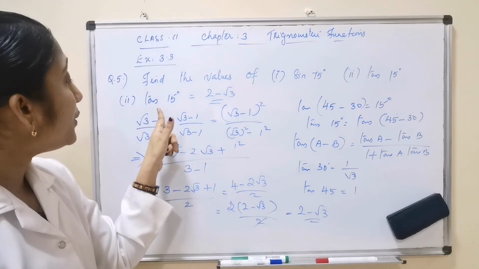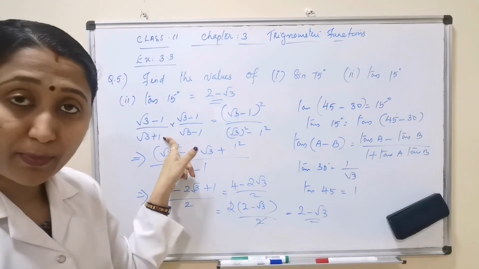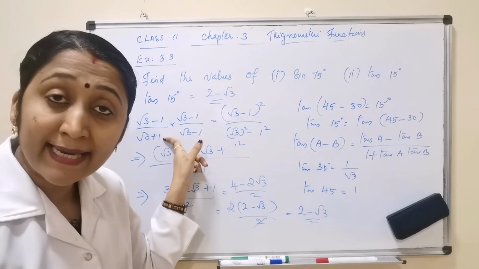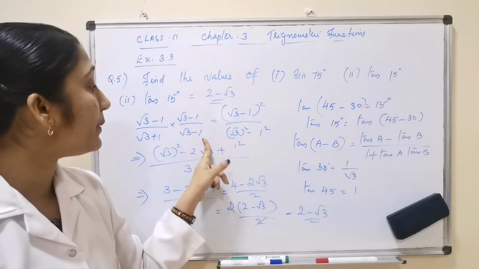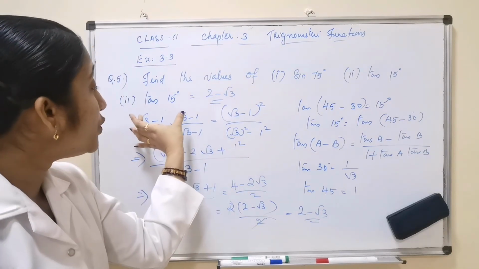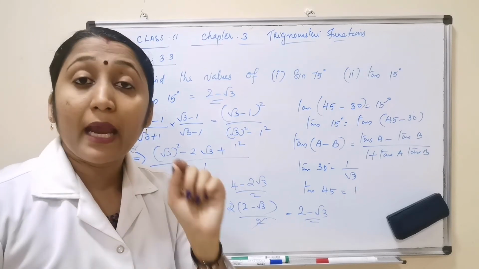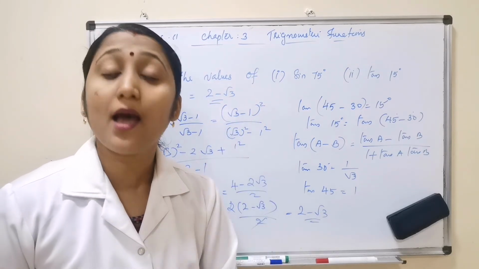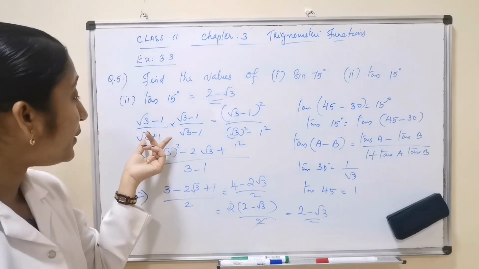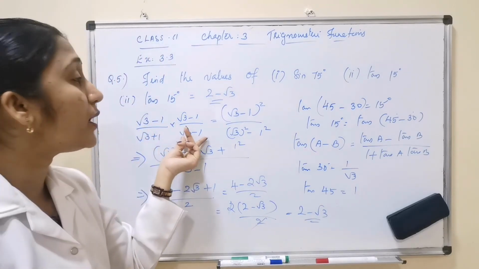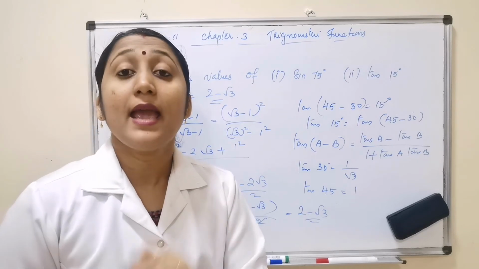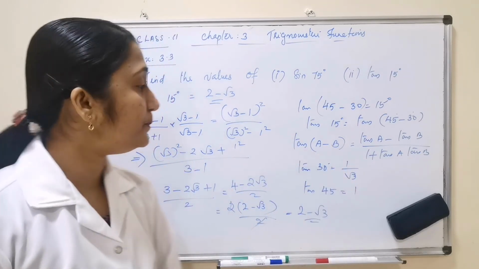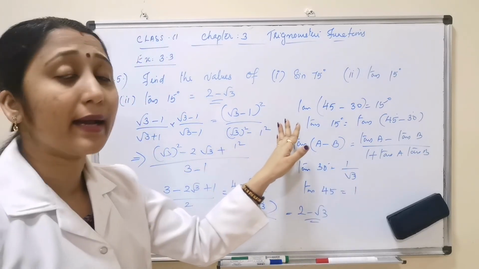So here, (root 3 minus 1) by (root 3 plus 1). The conjugate has minus 1, so (root 3 minus 1) by (root 3 minus 1). The numerator will be (a minus b) into (a minus b), which is nothing but (a minus b) the whole square. Then the denominator will be (root 3 plus 1) into (root 3 minus 1). That is a square minus b square. Then root 3 square minus 1.